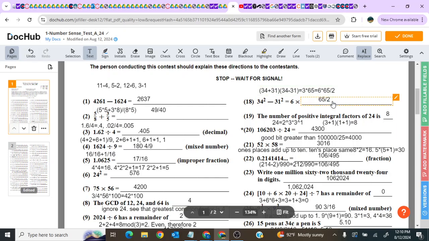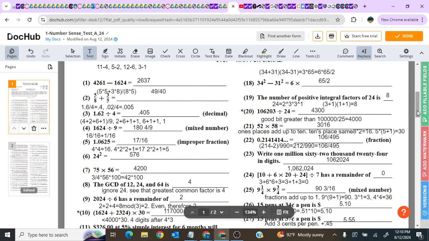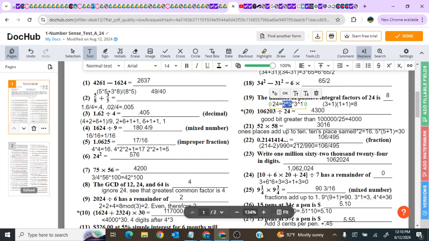Number of positive integral factors of 24 is what? Well, okay, to find out positive integral factors, you gotta put it into, I don't remember what this form is called, but you gotta figure out its prime factors and what they're powered to. So 24 is 2 powered to 3 times 3 powered to 1, as 2 and 3 are your prime numbers. So now that you have these powers, you need to multiply 1 plus those powers. So 3 plus 1 times 1 plus 1 will get you 8.